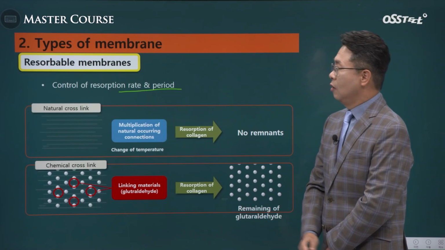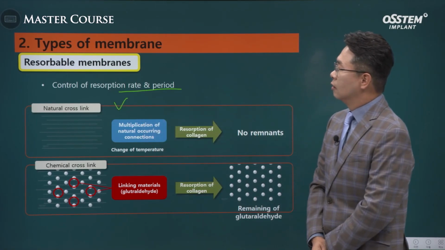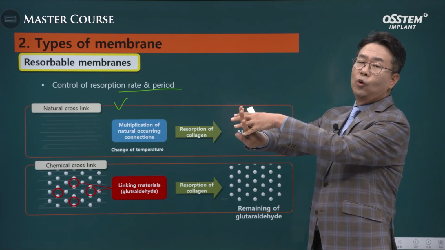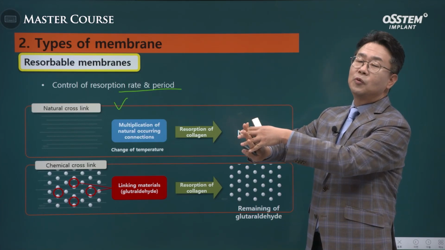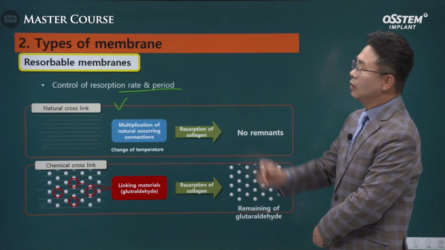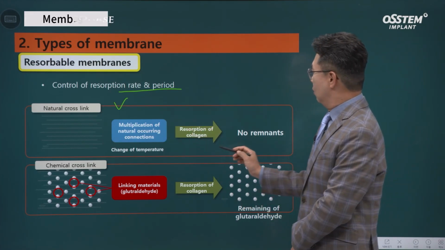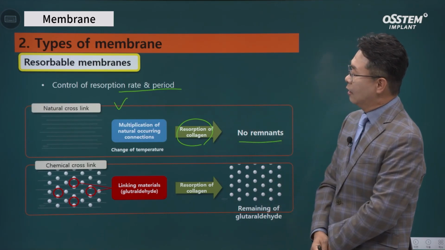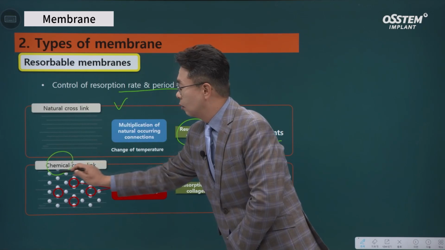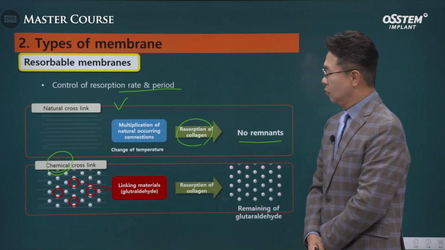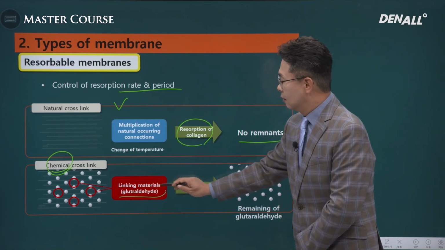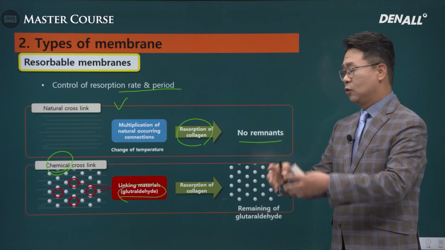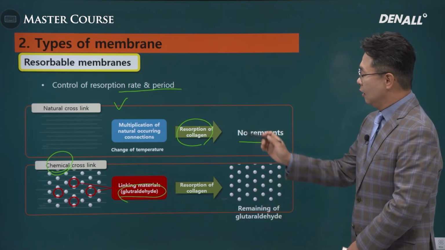Many ways have been sought to reduce the resorption rate. This is the natural cross-link way. Collagen fiber is cross-linked to reduce the resorption rate. The cross-linking method is used frequently. In the case of natural cross-link, resorption of collagen occurs nicely and there's no remnant. However, in the case of chemical cross-link, glutaraldehyde is used and this will intensify the cross-linking effect and will reduce the resorption rate.